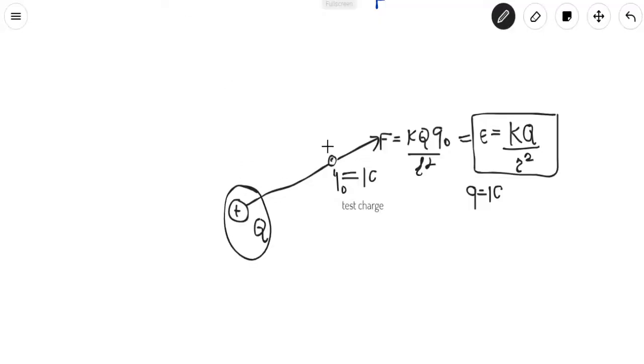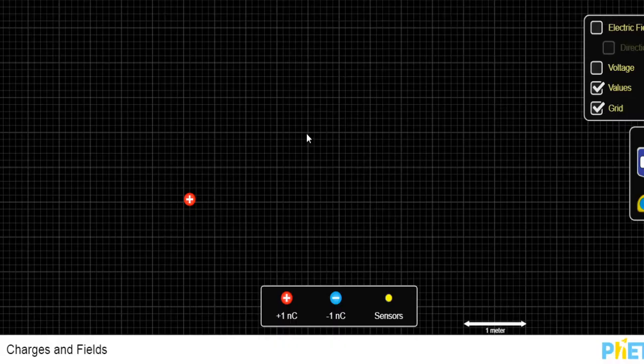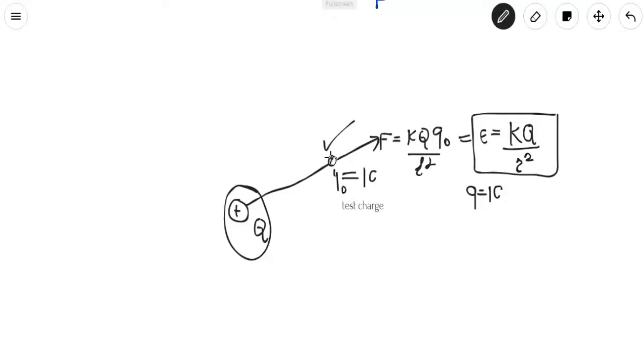Okay, and we want to find the electric field at this certain point. Say here at this point we want to find the electric field. We need a unit positive charge. You know what we need? So at that point we place a unit positive charge, say a test charge of 1 coulomb.